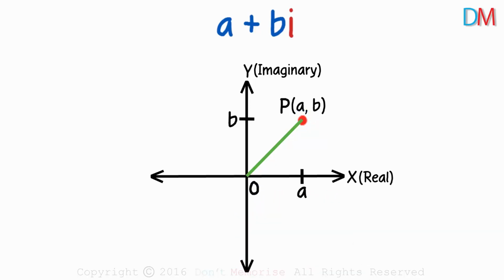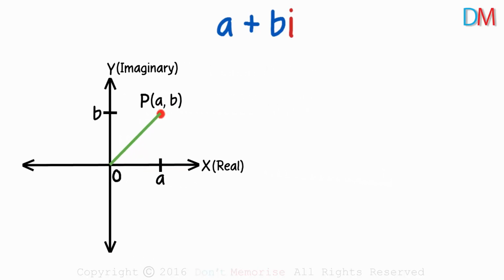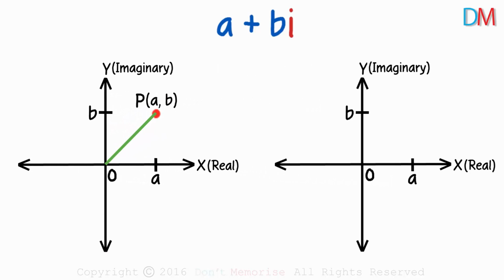Now just focus on point P. If you want to ask your friend to plot point P, how would you do it? Your friend just has an empty graph in front of her and you want to ask her to plot point P. Let's move this graph to the left and have an empty one on the right. So one thing you could tell your friend is move a units to the right and b units upwards and you will get point P.